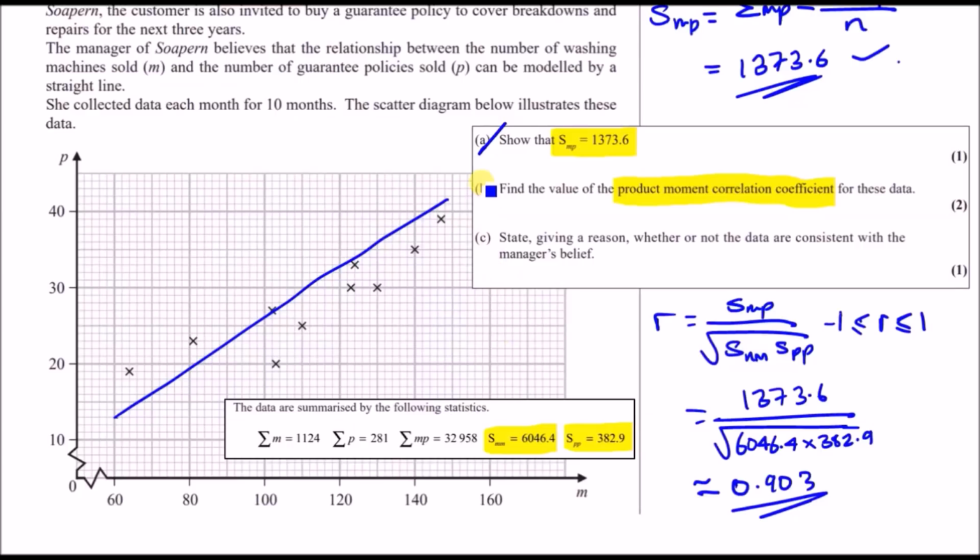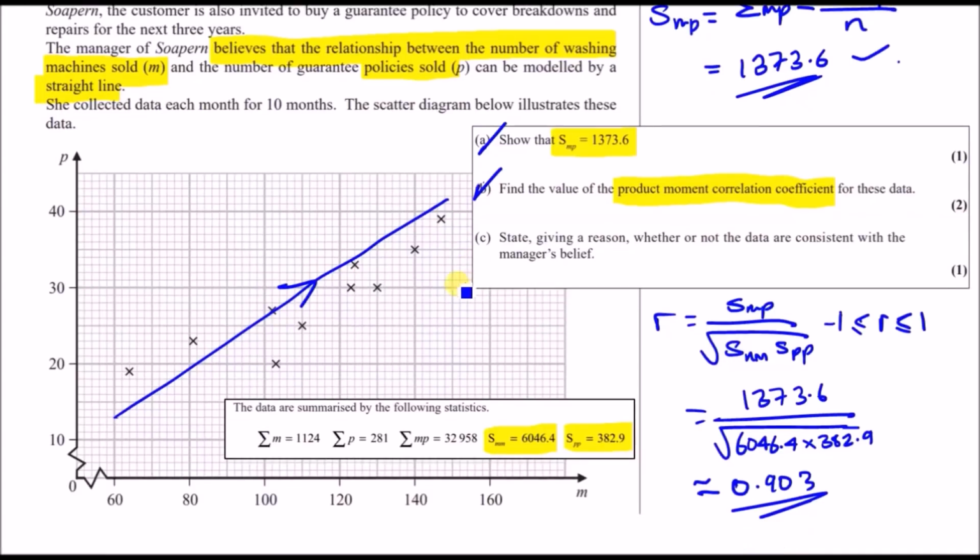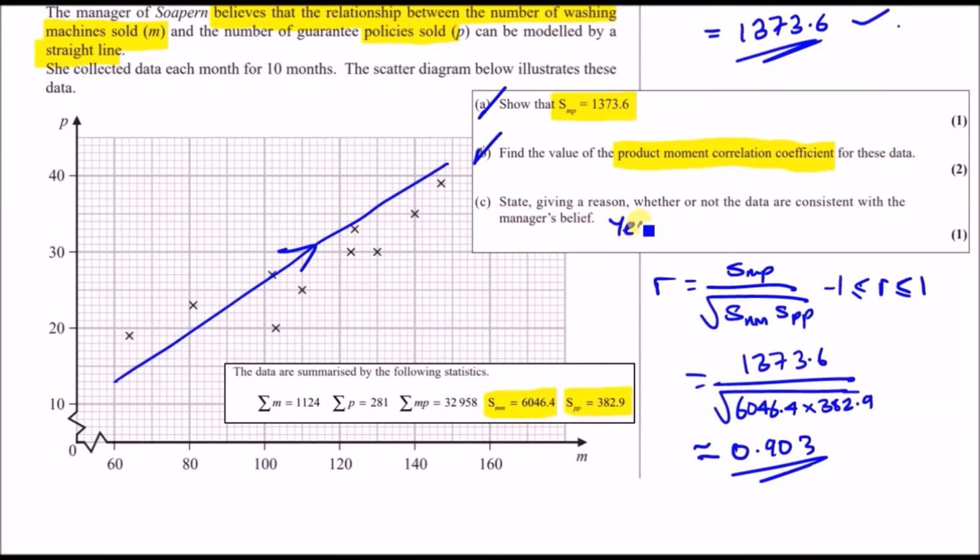Now C. State, giving a reason, whether or not the data are consistent with the manager's belief. Now, reviewing the information, we know that the manager believes that the relationship between the number of washing machines M and the policies P can be modeled by a straight line. So in other words, it's positively correlated. The only time you can model something by a straight line, if there's some sort of positive correlation. If there's no correlations, then you can't model by a straight line. So in this case, the answer is yes, it's consistent. Why? Because the R value is close to 1, so it's highly positive.